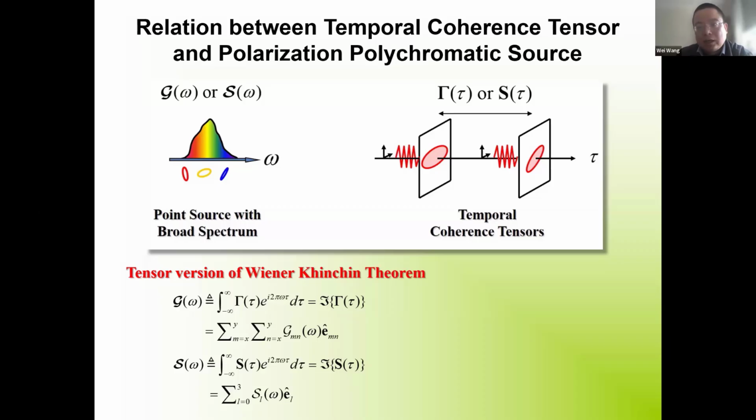So the right side shows the temporal coherence tensor. In a similar way as the well-known Wiener-Khinchin theorem, we are also able to establish the Fourier transform relationship between the spectral tensors of the source and the temporal coherence tensors. This is just a tensor version of the Wiener-Khinchin theorem. As you see, this is a Fourier transform relationship.